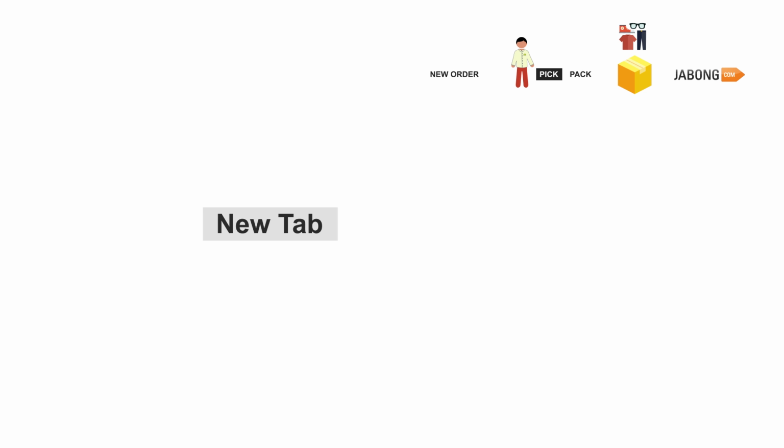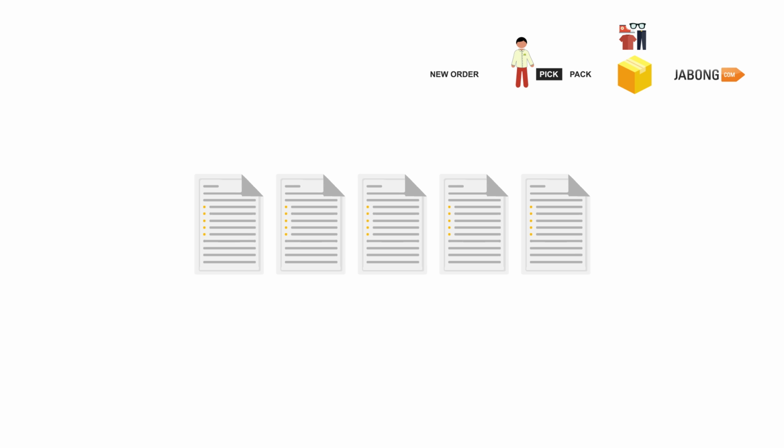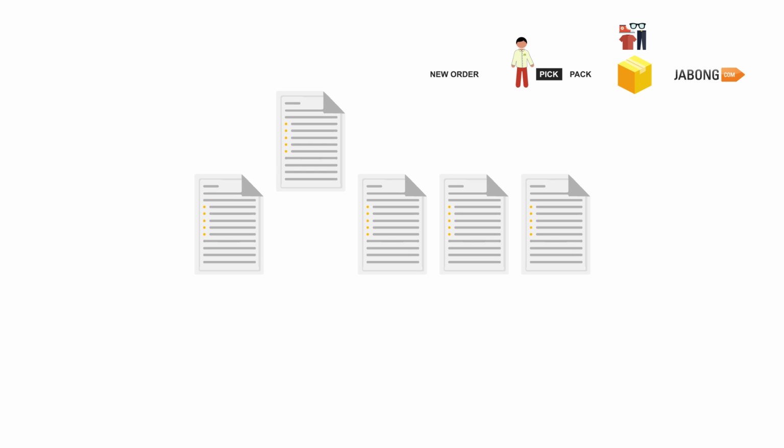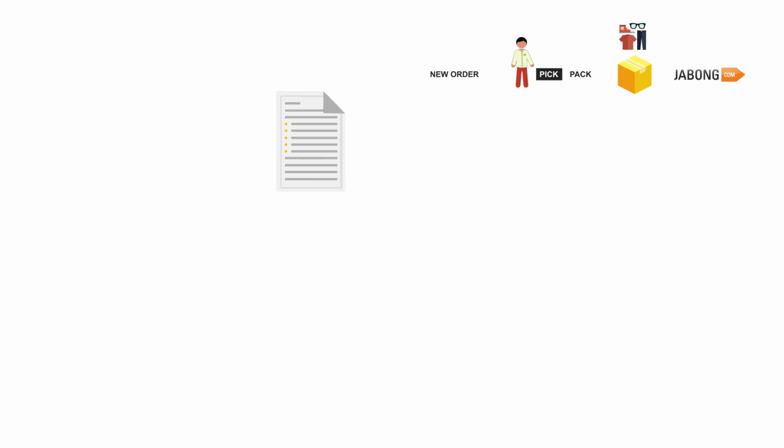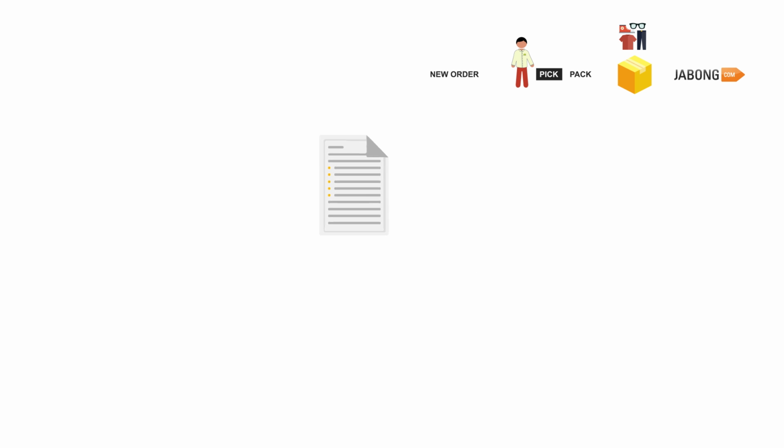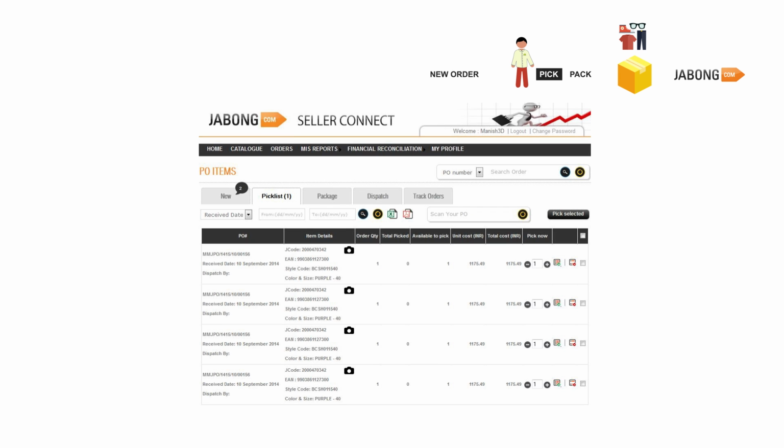Now let us understand Picklist. The idea of moving the items from New tab to Pick tab is to segregate the POs that are going to be processed at a given point of time. For example, if there are 5 POs with multiple items each and you wish to process only one PO, then you can move that particular PO from New to Pick. So let's go through the process.